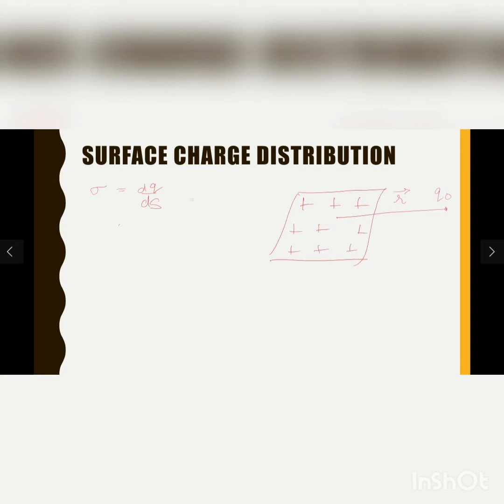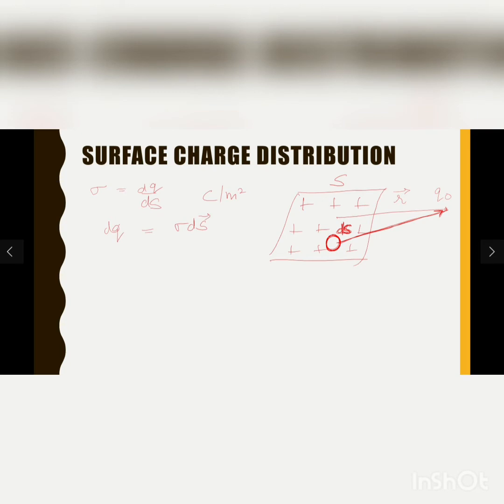The unit for surface charge density would be coulomb per meter square. Now, knowing the surface charge density helps me find the amount of charge in a particular small element. For the whole surface S, I am considering only a small element dS, which is at some distance from the charge Q0. The small charge contained within this small element dS would be sigma times dS.